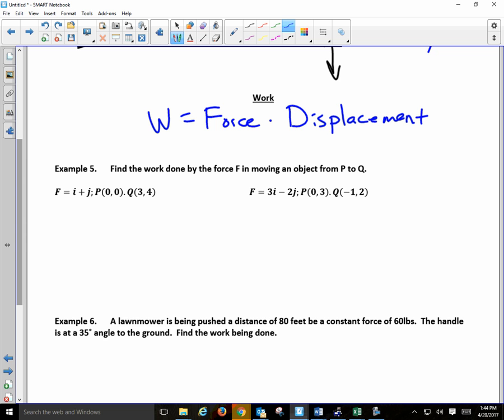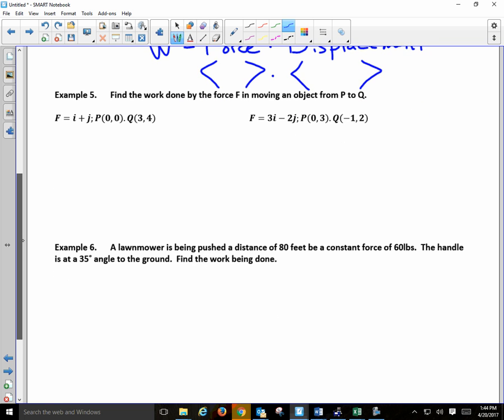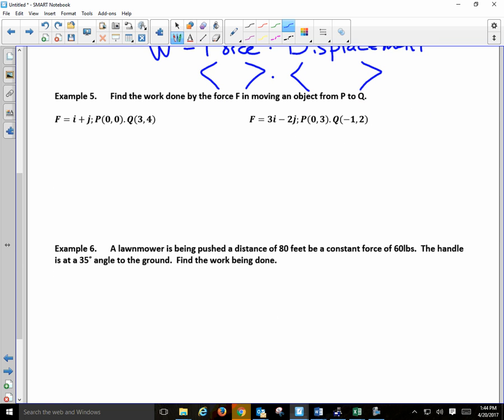And both can be written as vectors. And so it's the dot product of these two vectors. We'll try a basic example and then a word problem. It says find the work done by the force F in moving an object from P to Q.